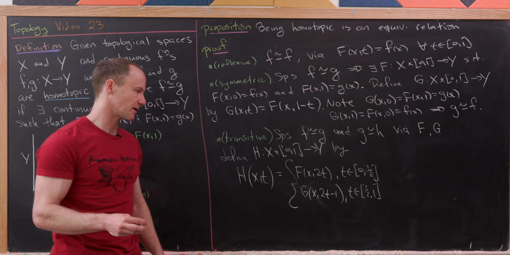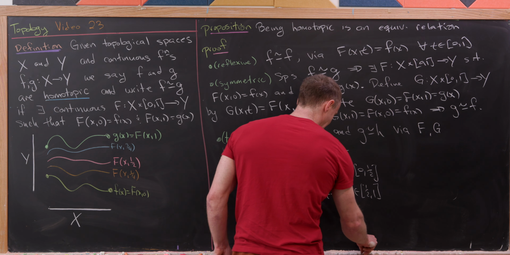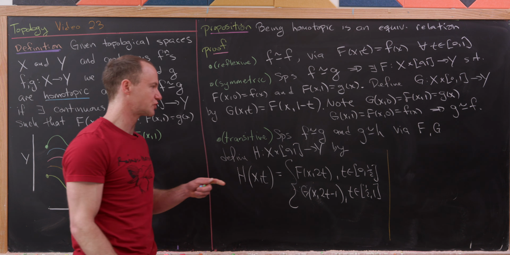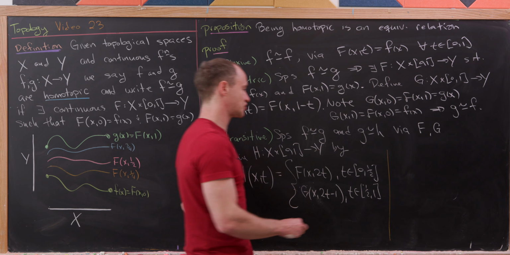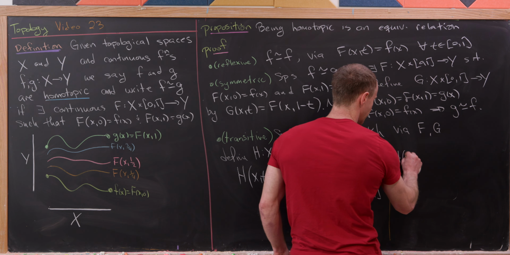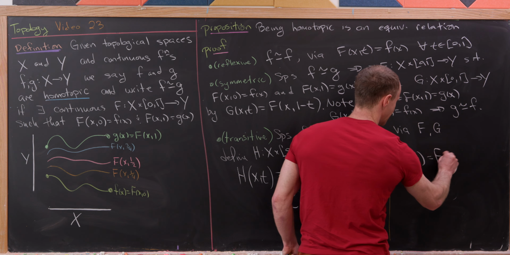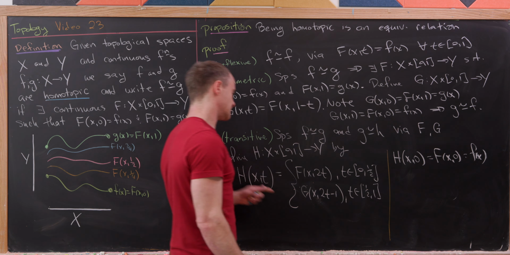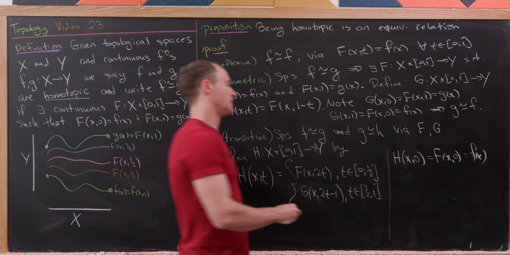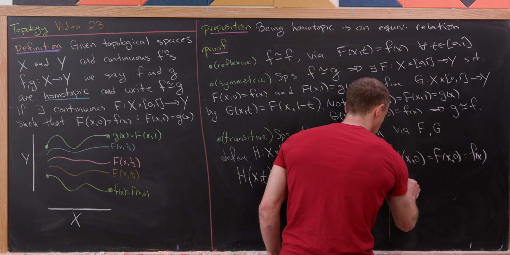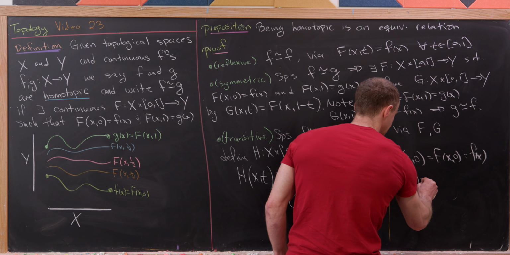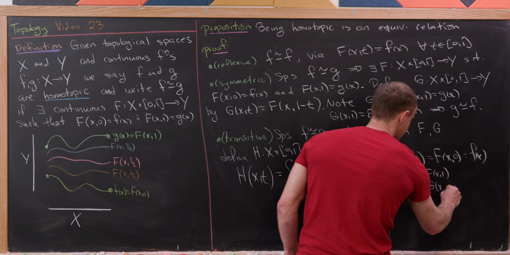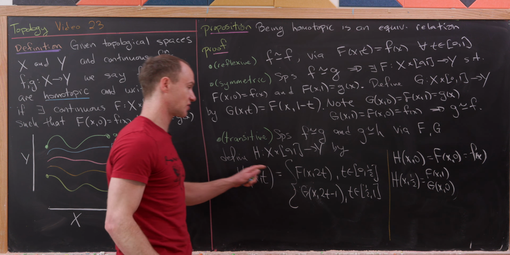Now let's observe that this satisfies the right condition in order to be a homotopy between f and h. So if we do h of (x, 0), that's going to be F of (x, 0), which is little f of x, and that's just by our construction. And now notice that h of (x, 1/2) is equal to F of (x, 1), and it's equal to G of (x, 0), again by construction.